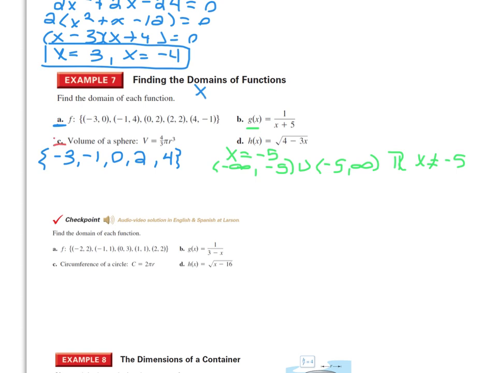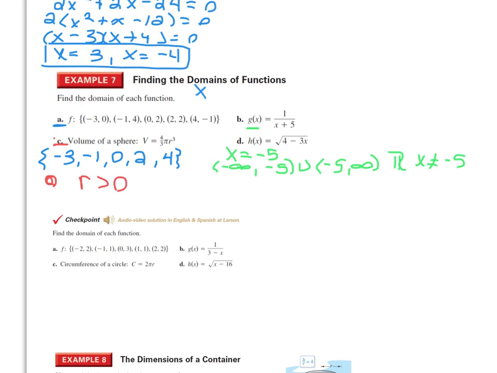Now we're going to here. And if you take a look at this one, if you think literally of the volume of a sphere, the only thing we can't have is the radius being negative, right? Because it wouldn't make sense. And if the radius was 0, you'd have no volume. So realistically, your domain is that r has to be greater than 0.